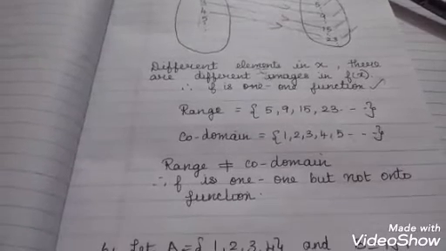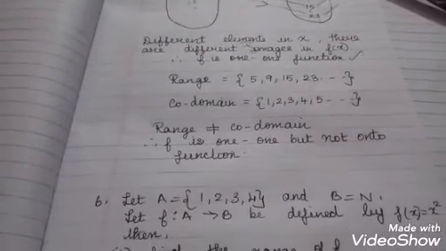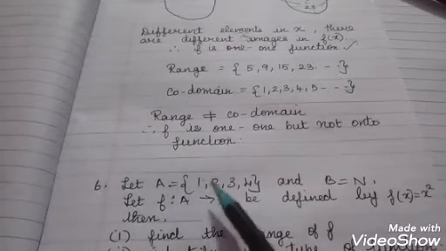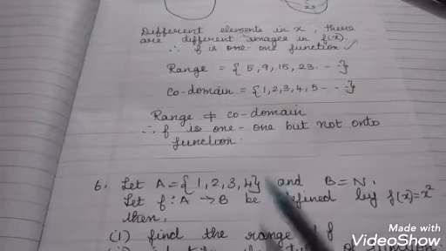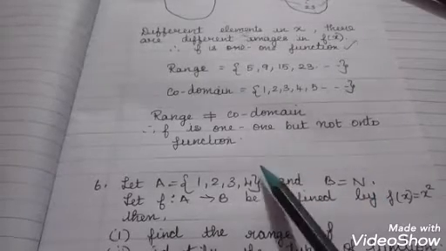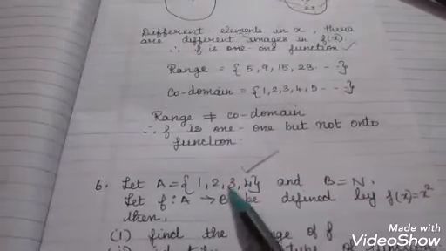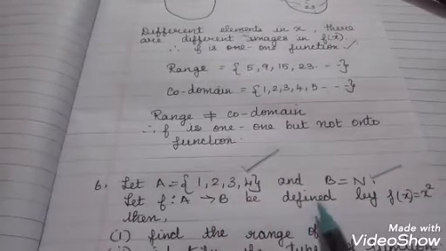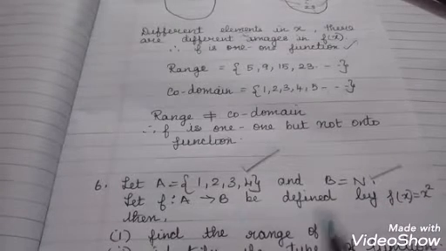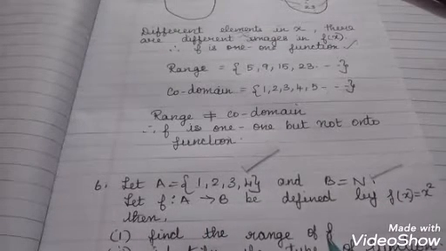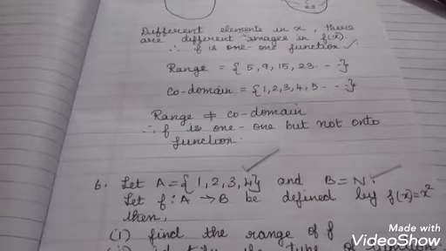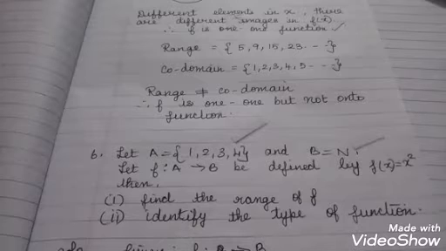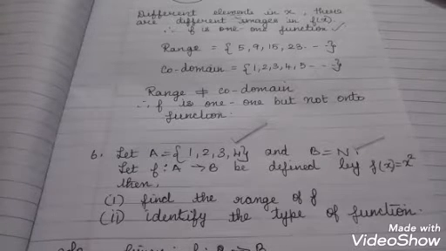Is it clear? Okay. Now another question, the sixth one. What does your sixth one say? Let A equal 1, 2, 3, 4 and B is equal to N. Here A is defined as 1, 2, 3 and 4 and B is nothing but the set of natural numbers. Let f from A to B be defined by f of x is equal to x squared. Then I'll have to find the range of f as well as identify what type of function it is, whether it is one-to-one, into, onto or many-to-one.